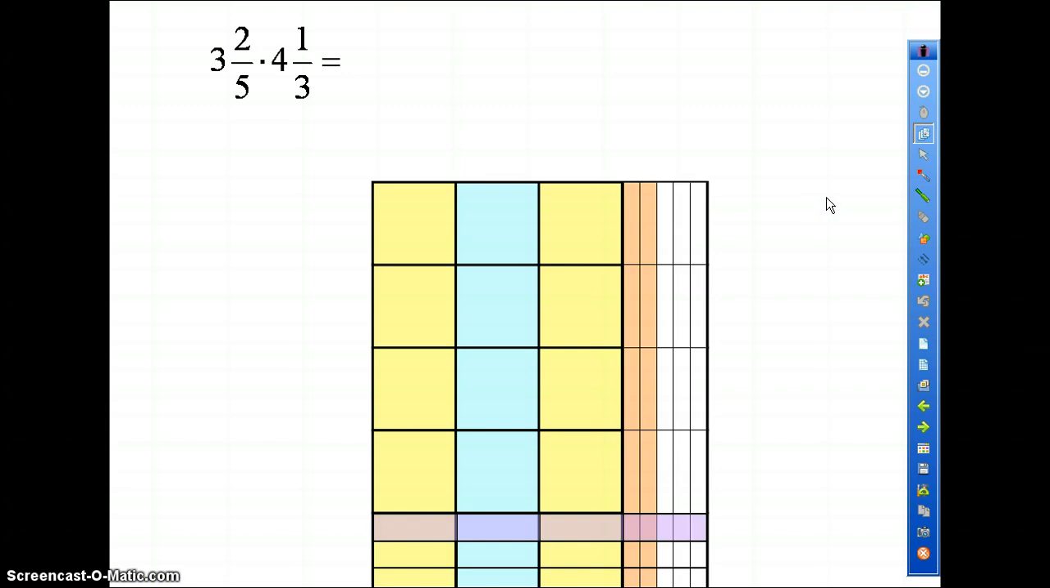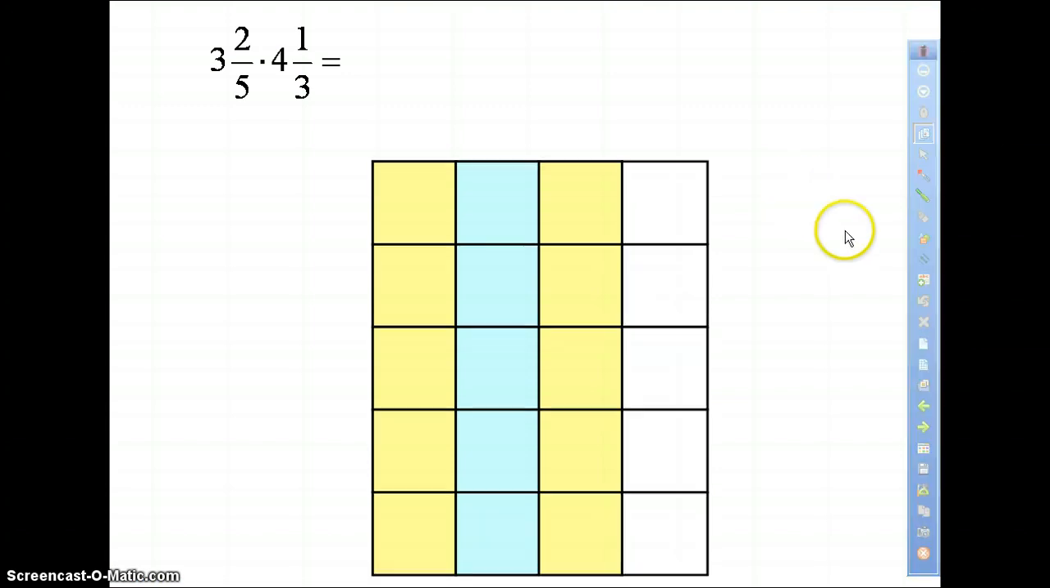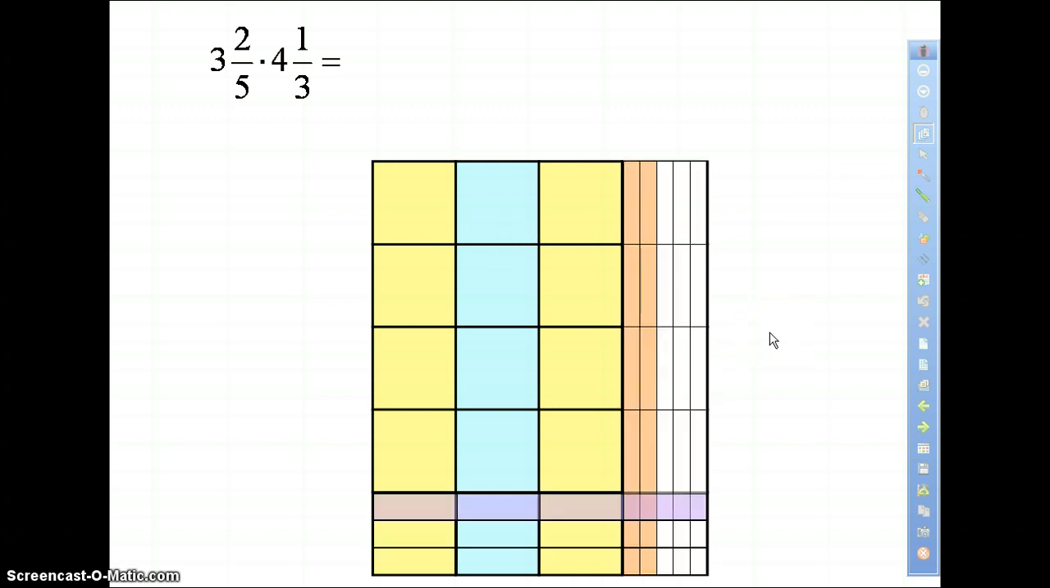Okay, here's my original model. I scooted it up a little bit so we could see the bottom was being cut off. So let's go back. Let's get our 1, 2, 3 holes and 2/5 here, and then horizontally 1, 2, 3, 4 holes and a third here. What we originally were talking about.